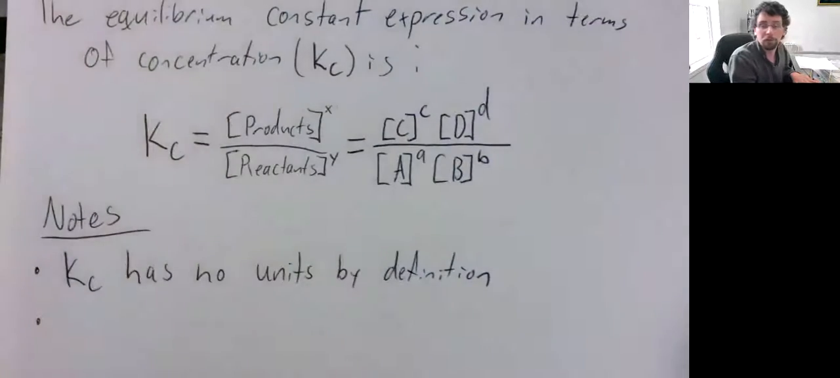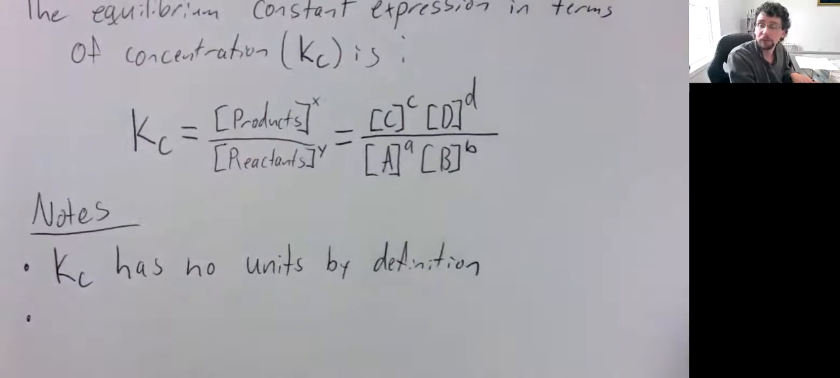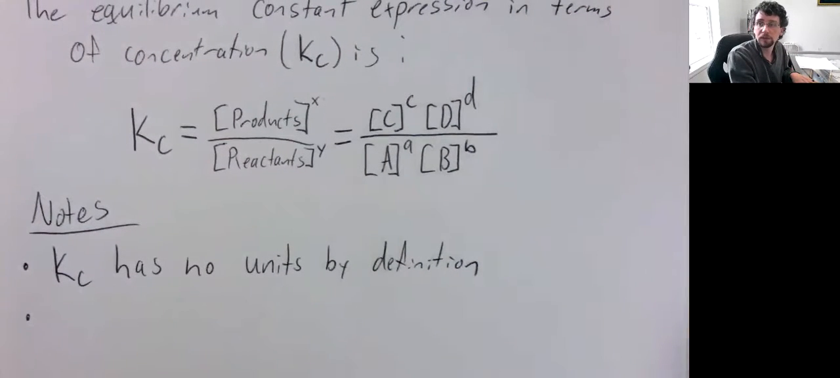The other important point is pure solids and pure liquids are excluded from the equilibrium constant. The reason for this is, there are two trains of thought you can go with. One of the simpler explanations is if you consider a pure solid or a pure liquid over the course of the reaction, its concentration doesn't change very much. I'll have another video about why you exclude pure solids and pure liquids, but that's one of the reasons.